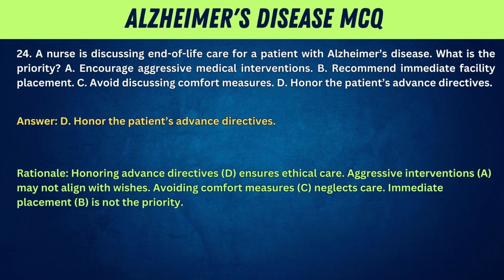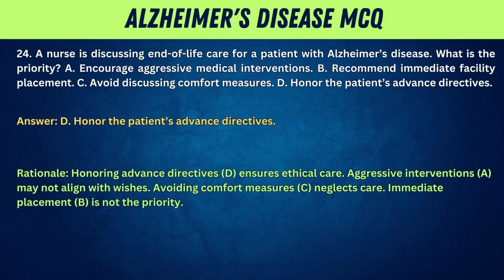24. A nurse is discussing end-of-life care for a patient with Alzheimer's disease. What is the priority? A. Encourage aggressive medical interventions. B. Recommend immediate facility placement. C. Avoid discussing comfort measures. D. Honor the patient's advance directives. Answer. D. Honor the patient's advance directives.